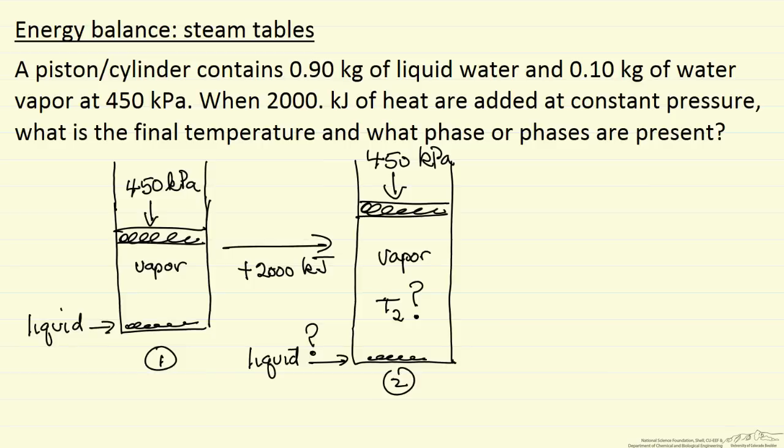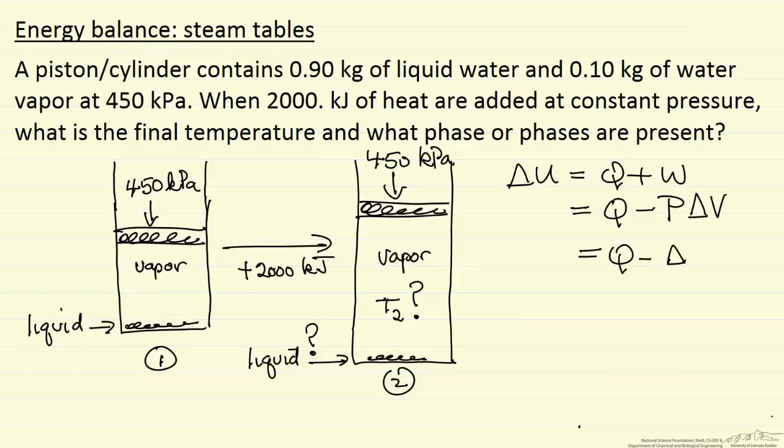We're doing energy balance on a closed system. So the change in energy within that system is Q plus W. So we're adding heat, we know that value. The work is at constant pressure, and the pressure is 450 kilopascals. So minus P delta V, which means I can write this as delta PV.